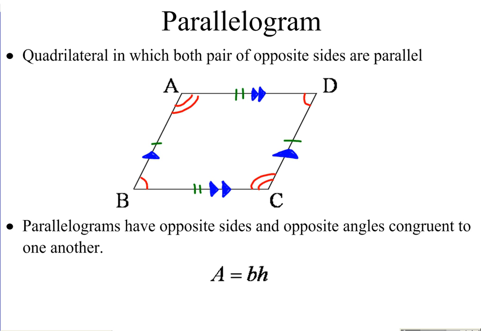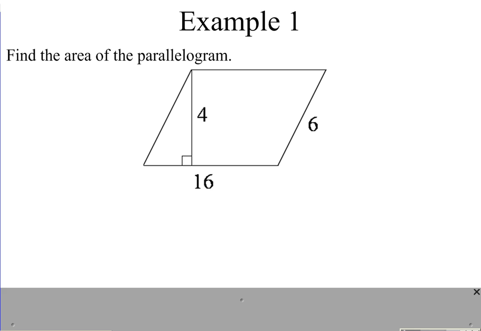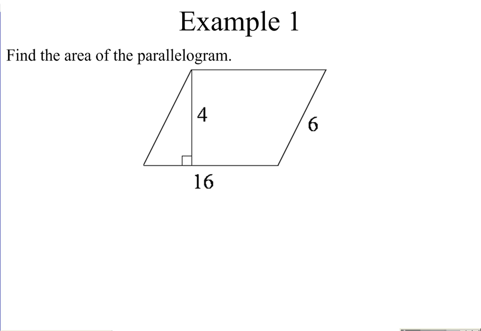The formula to find the area of any parallelogram is area equals base times height. So looking at our first example here, find the area of this parallelogram. Formula: area equals base times height. The only thing you need to be careful of, just like what we talked about in triangles, is that you are identifying the height as the distance between the top and bottom side in this case. The key thing is you're looking for that right angle.